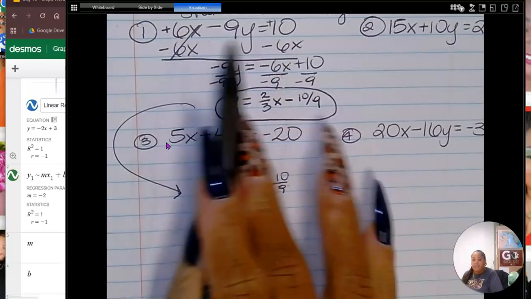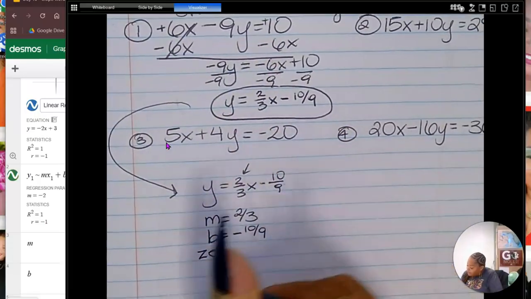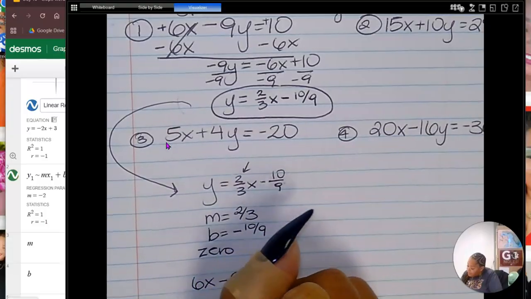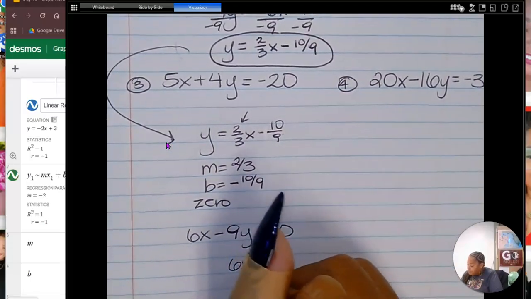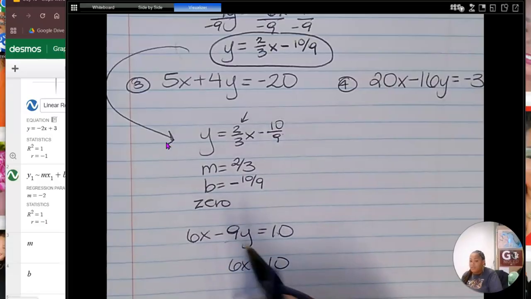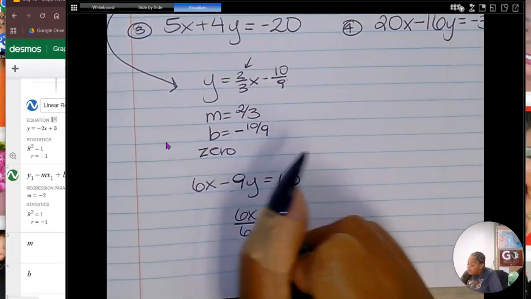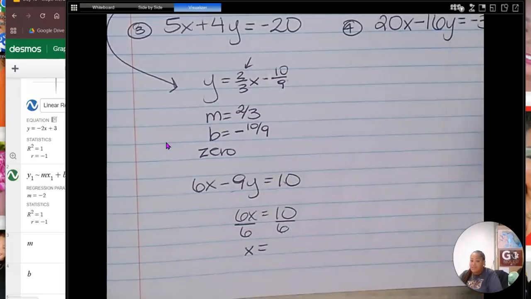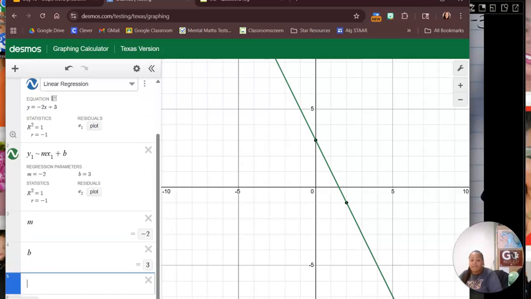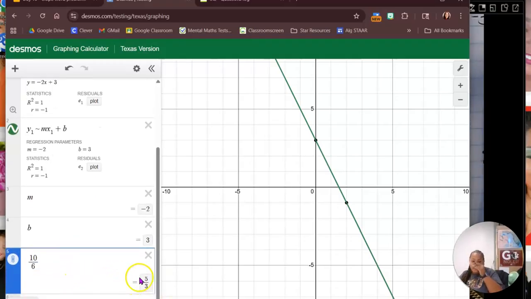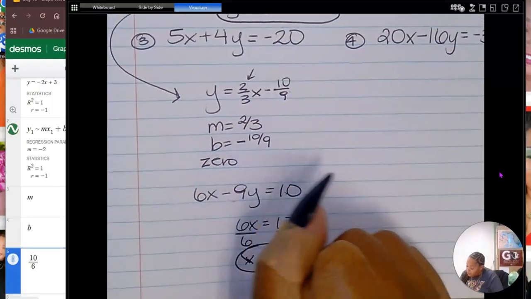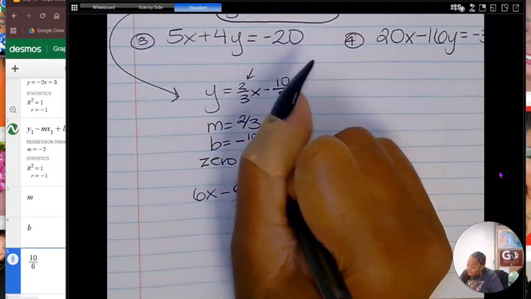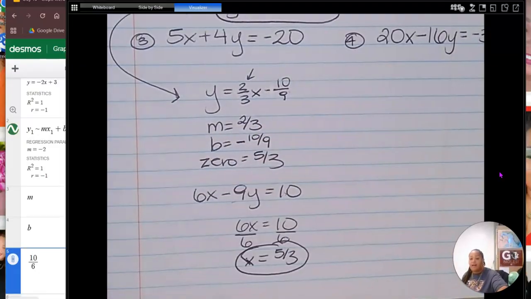So I'm going to come back up here and I'm going to take this equation and say 6x minus 9y equals 10. I'm going to take my c and divide by a. That means I'm zeroing out this negative 9y, divide by 6, divide by 6. X equals 10/6. Come to Desmos and simplify. 10/6 is 5/3. 5/3 is my answer. Whoa. So my 0 is 5/3.